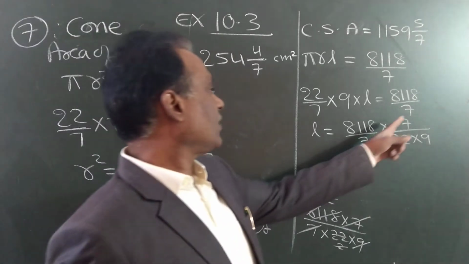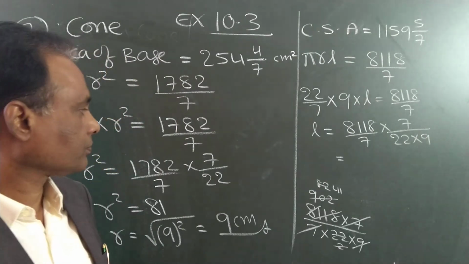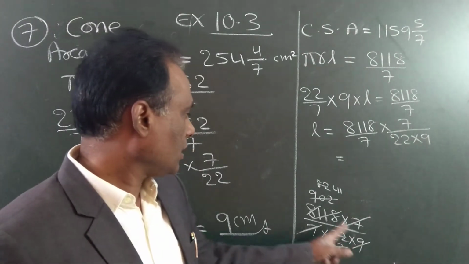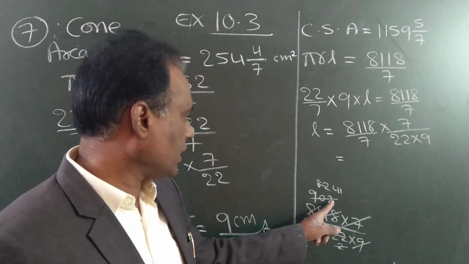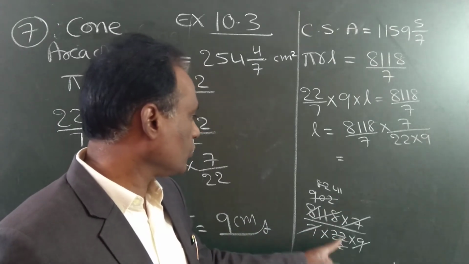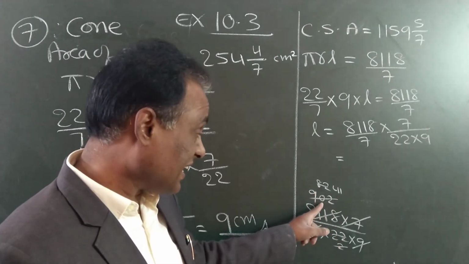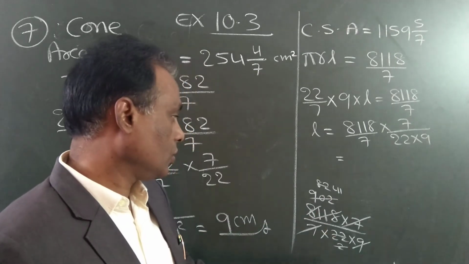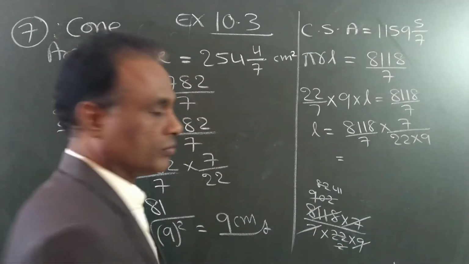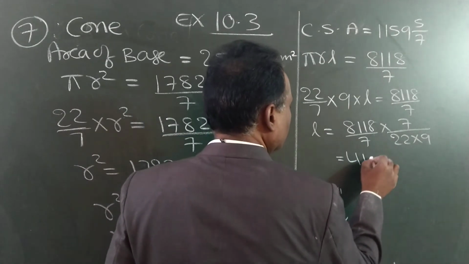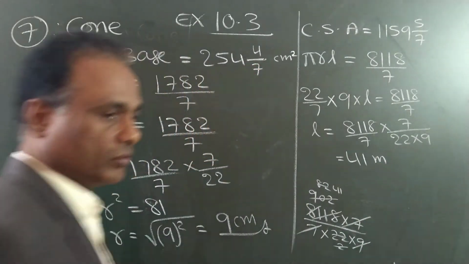Seven cancel. 9 9s are 81, 0, 9 2s are 18. So 11 2s are 22, 11 8s are 88. L is 41. Write down.